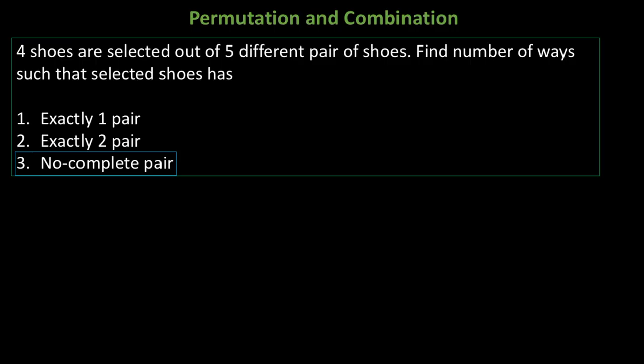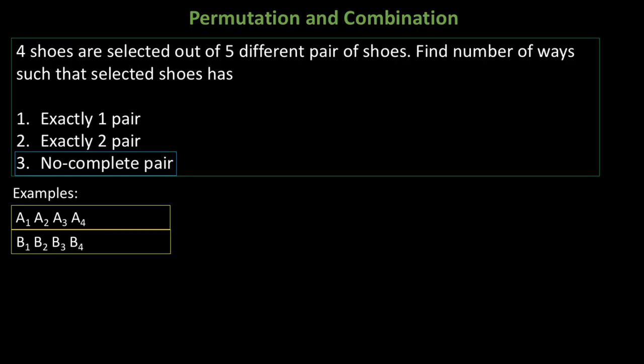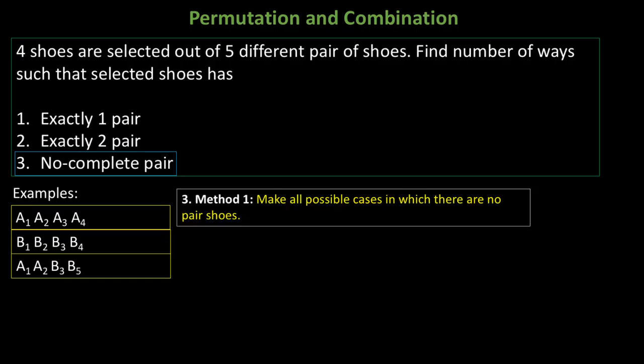And then there are other ways which are shortcuts, which get you the result faster, a more elegant way of solving this question. We'll look at those as well, but let's first start with the more traditional method, which is about finding the exhaustive cases. So an example for no pair is A1, A2, A3, A4. None of these are from a single pair. All of them are left foot shoes. Similarly, all right shoes, or any combination of those such that they are not from the same pair.